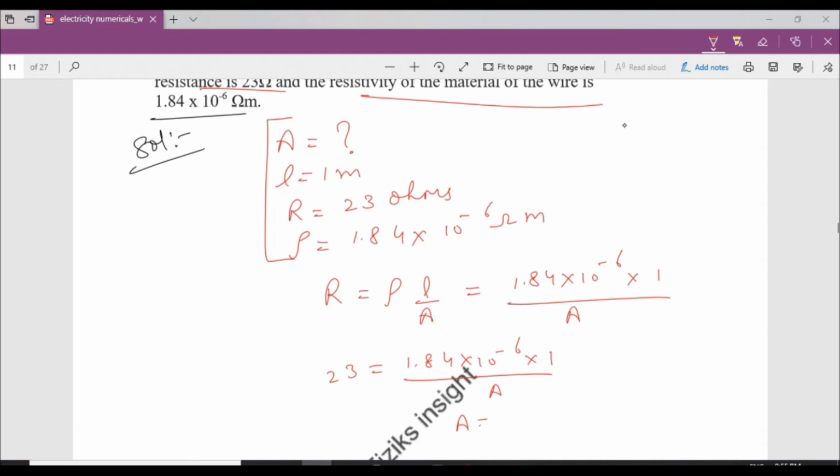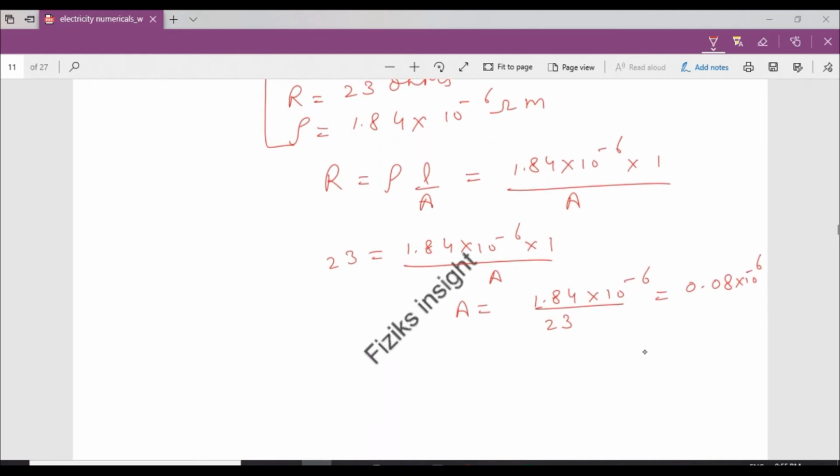So A comes out to be 1.84 into 10 raised to the power minus 6 upon 23. If you divide 1.84 by 23 by the long division method, you will get 0.08. 0.08 into 10 raised to the power minus 6, or you can say 0.08 into 10 raised to the power minus 6 meter square. So this will be the value of your area.